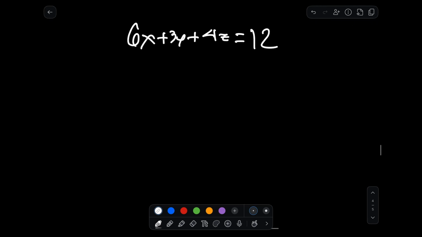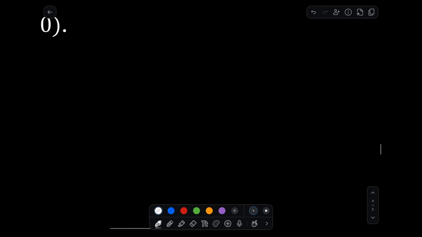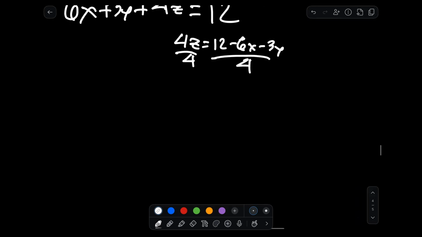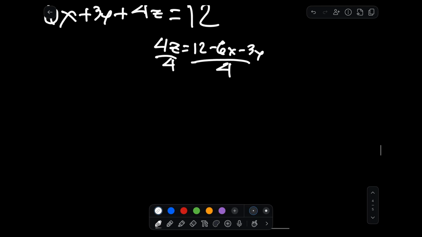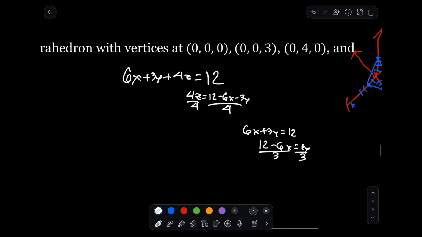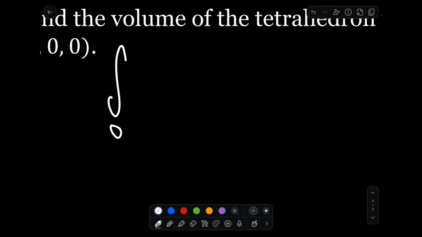So let's solve for z real quick. We're going to get 4z equals 12 minus 6x minus 3y, all over 4. And then let's solve by setting z equal to 0. We get 6x plus 3y equals 12. So we get 12 minus 6x equals 3y. Divided by 3, we get that. And then our bounds for x are going to be from 0 to 2. Perfect.